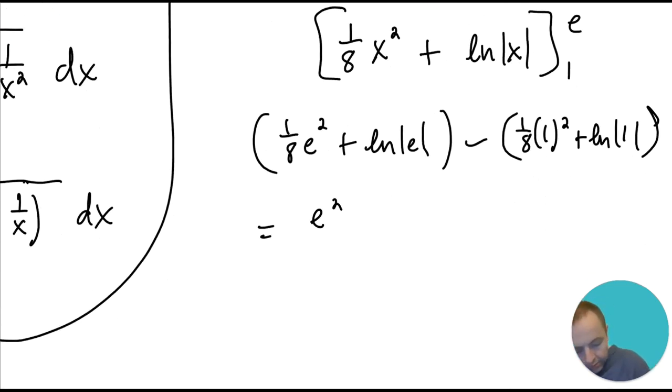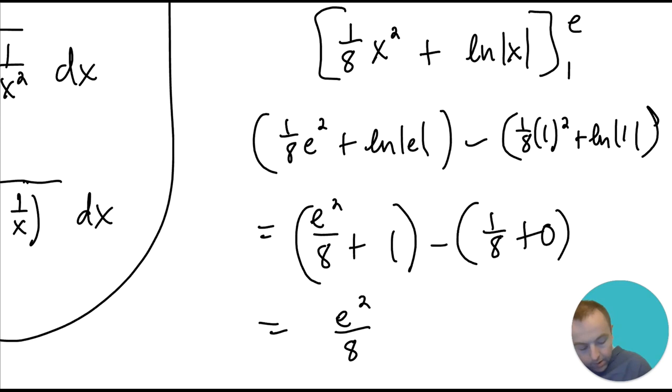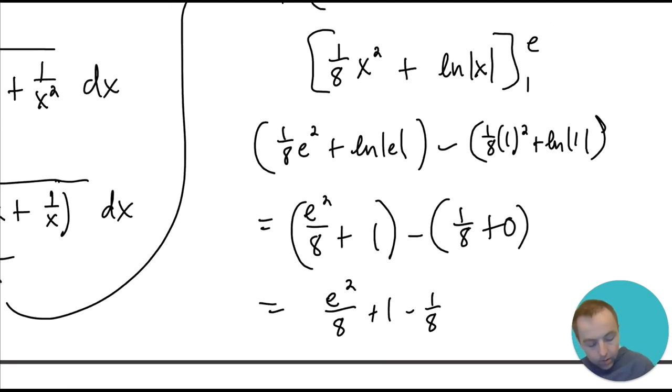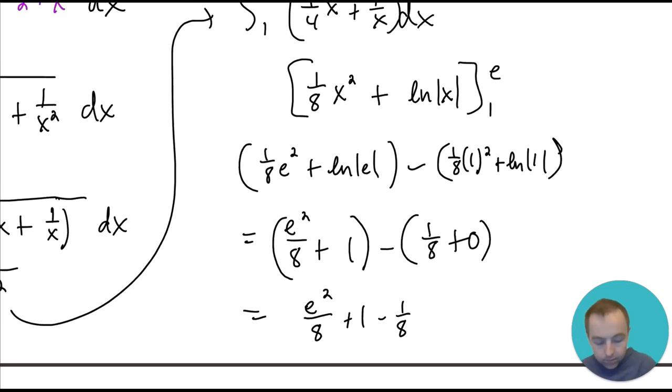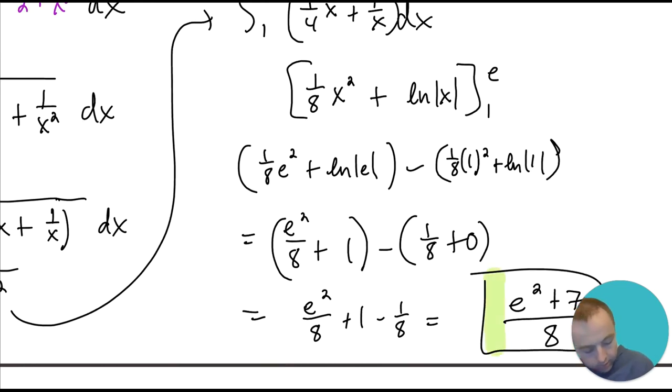which would be e squared over 8, and natural log of e is 1, and then minus the quantity of 1/8 times 1 squared is just 1/8 plus 0. Yeah, so it just ends up being e squared over 8, and then plus 1 minus 1/8, but 1 minus 1/8 is 7/8. So you basically just get e squared plus 7 all over 8 as the arc length there then.